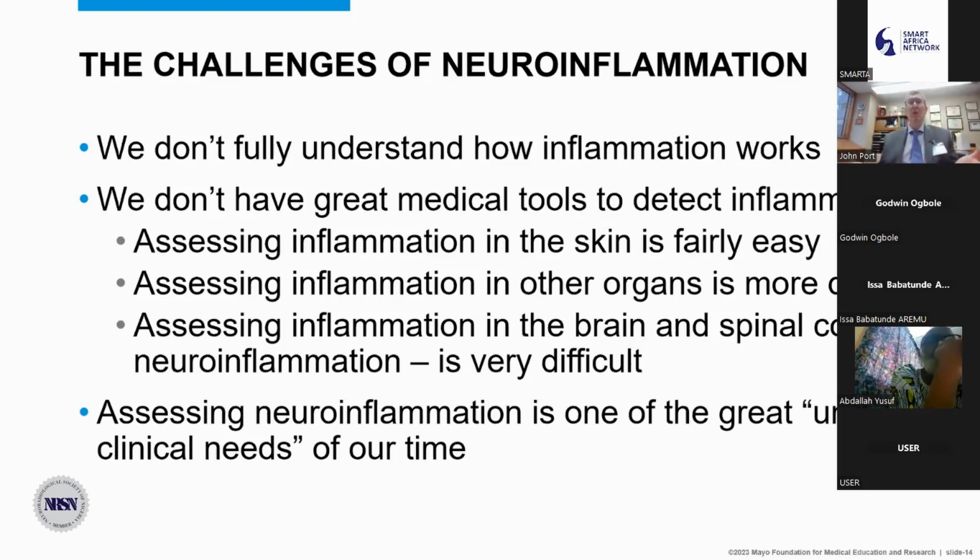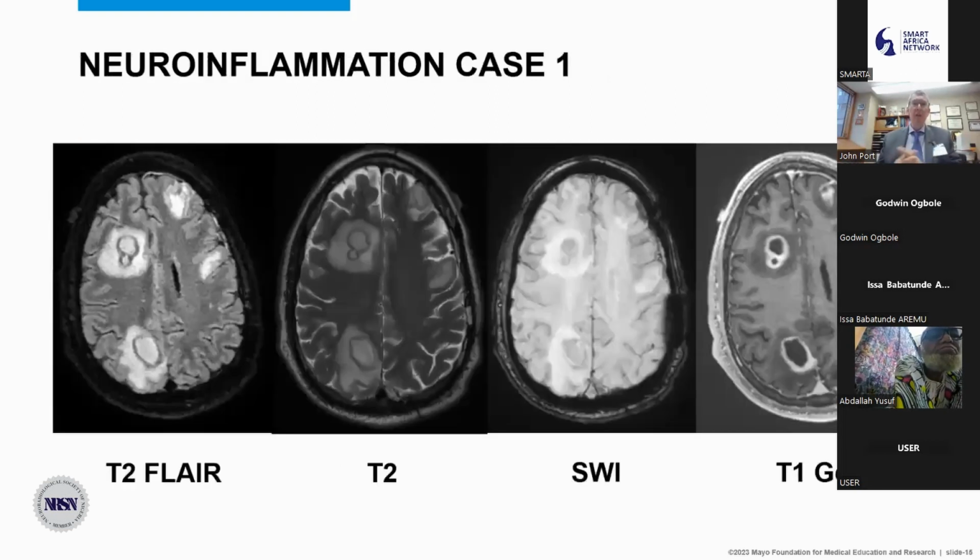Inflammation of the liver, a little more difficult to palpate the liver. The lungs, how would you do that? And of course, the ultimate is brain and spinal cord. There's just no way to visually or even with any physical exam to see inflammation in the brain and spinal cord. So I would argue that assessing neuroinflammation in the CNS, central nervous system, is one of the great unmet clinical needs of our time. And we're going to focus on this as we go forward here. So we need better tools. We don't have great tools for neuroinflammation.